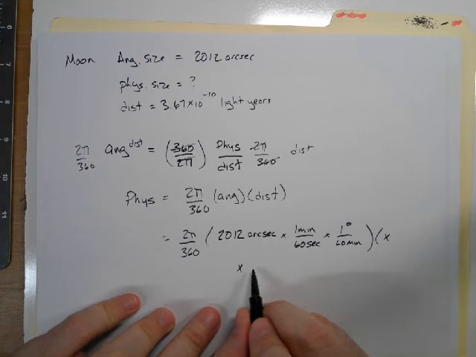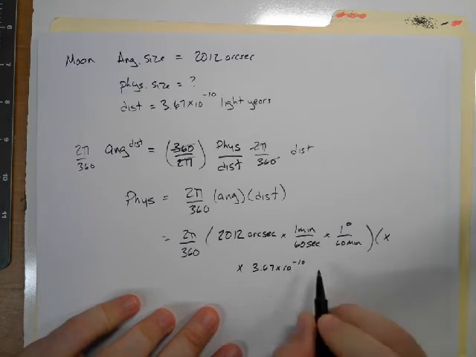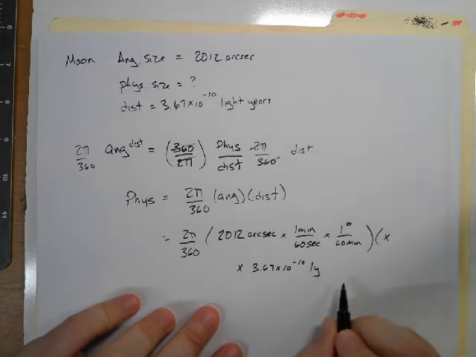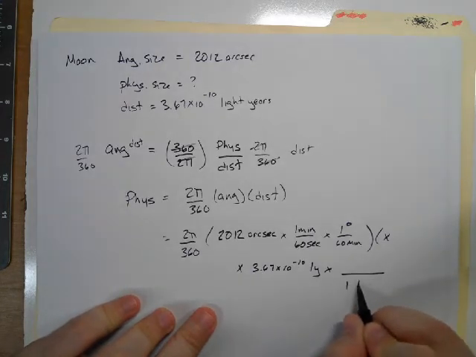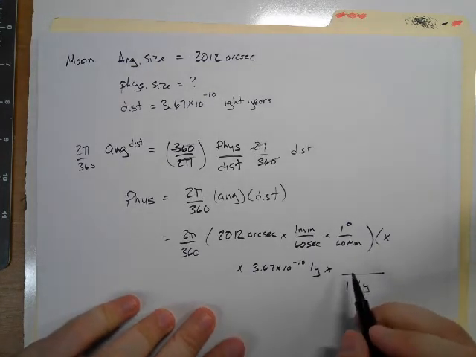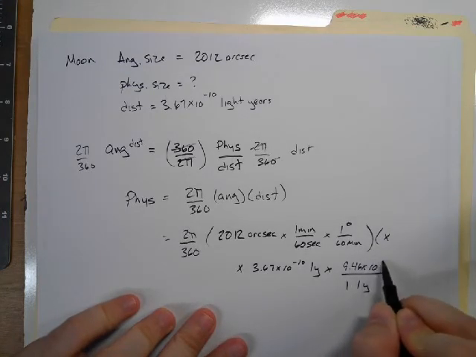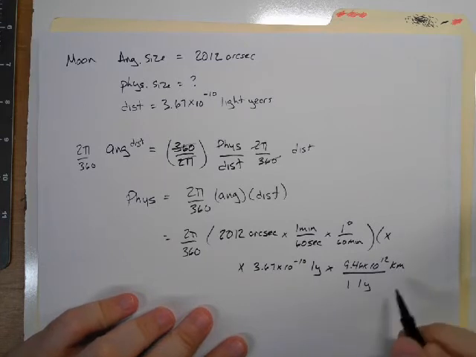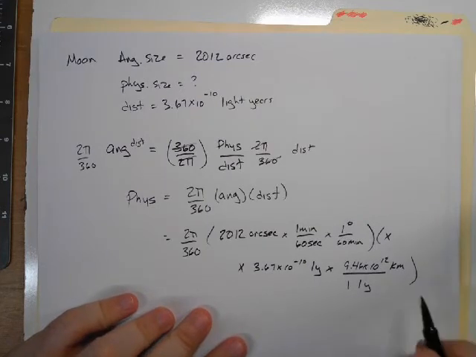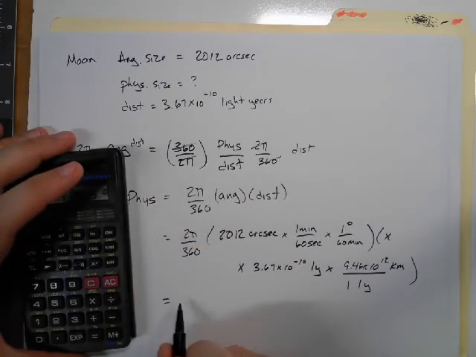And our distance here is this 3.67 times 10 to the minus 10 light years times, well, 1 light year is some distance, and we look it up, and it's 9.46 times 10 to the 12 kilometers. All right. So we're going to multiply all this out, and we can simplify a little further.